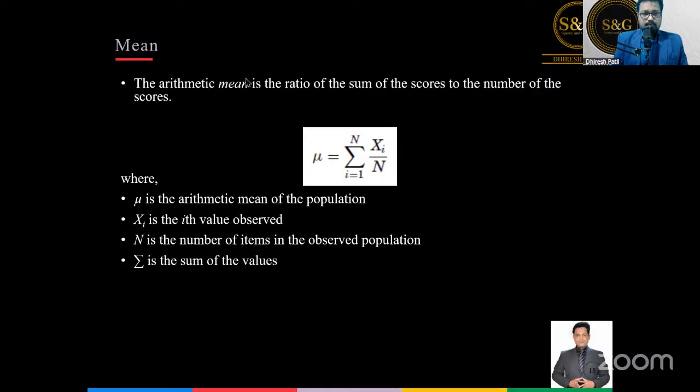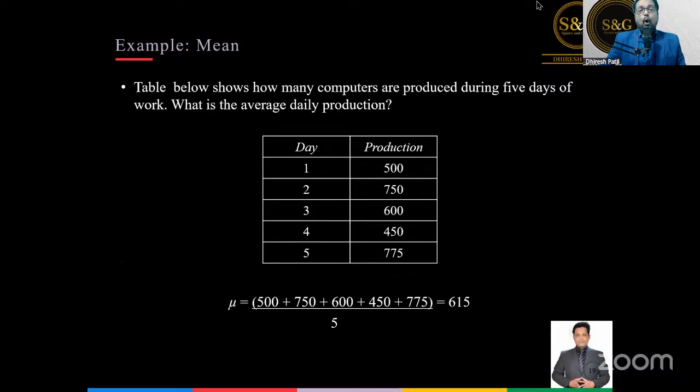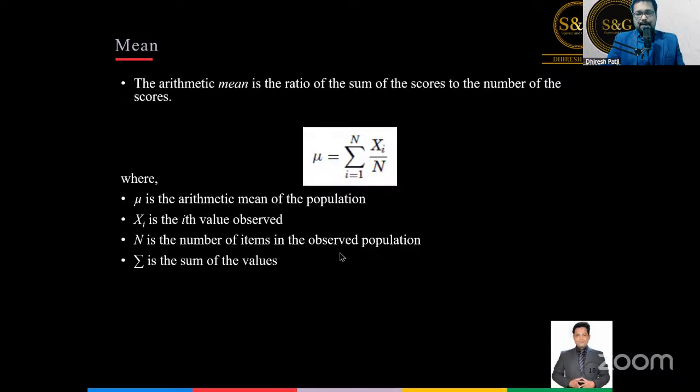So the sample mean is basically shown as X bar, and the population mean is shown as mu. This is the mu. So the sample mean is considered X bar and the population mean is considered mu. Just for your information. Then comes mode. I have given the example of mean here.